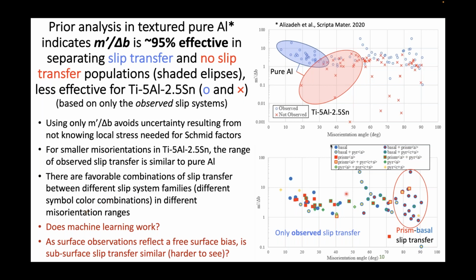So let's see. Can we learn anything about this process and from this data set using machine learning? And also, these are surface measurements. Do we see the same kinds of things happening under the surface where it's harder to see?